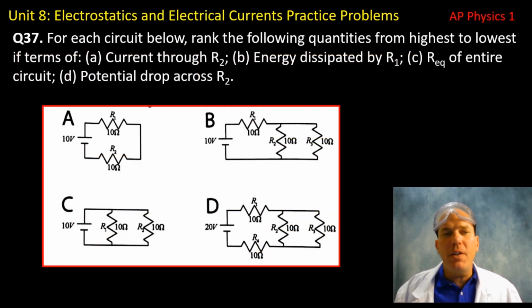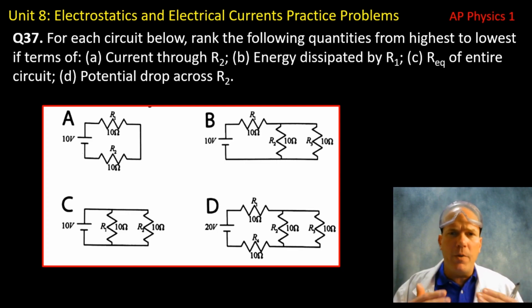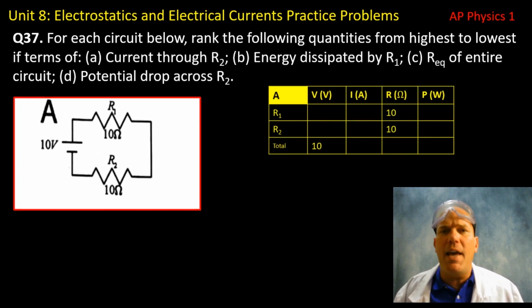For question 30, we have 4 different circuits we're analyzing, and we're ranking the current through R2, energy dissipated by R1, the equivalent resistance for the entire circuit, and lastly, the potential drop across R2. Now, to get as much practice as possible, we're going to do VERP tables for all 4 of these circuits, and then that'll make our ranking task much easier. Let's get started with circuit A.